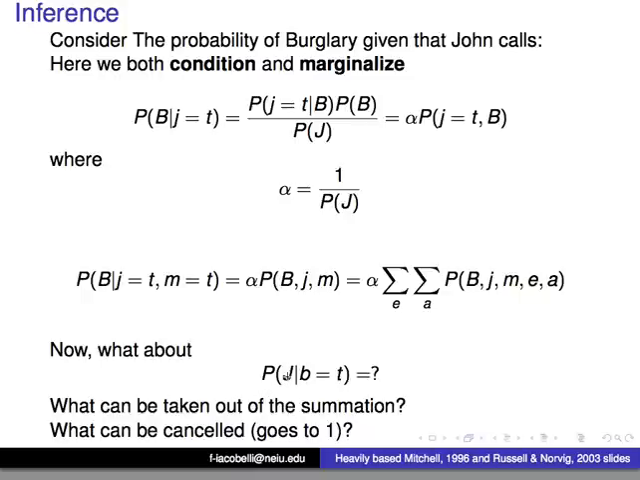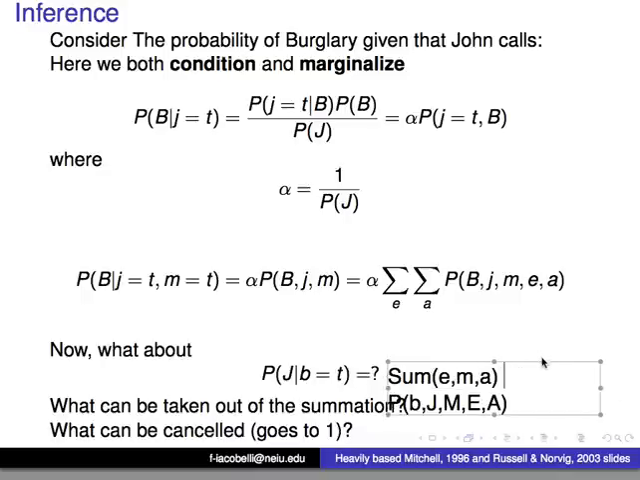Now, what about the probability of J given that burglary is true? Well, this will become the probability of burglary equals true, which I'm going to denote with lowercase b. John, we don't know whether he calls or not. Then Mary, we don't know whether she calls or not, earthquake and alarm. For the summation over this, we need to know what the hidden nodes are. The hidden nodes will be a summation over E, M, and A, so three sigma signs here for this probability distribution.